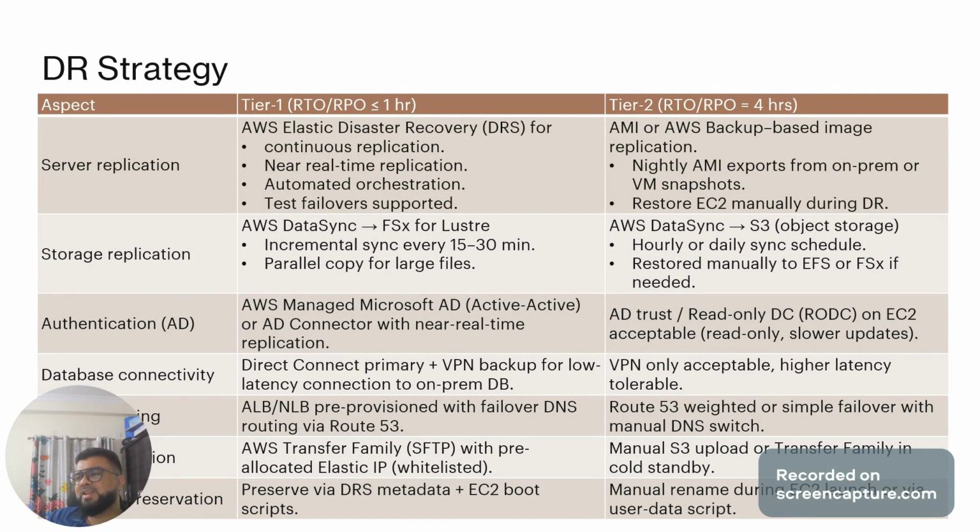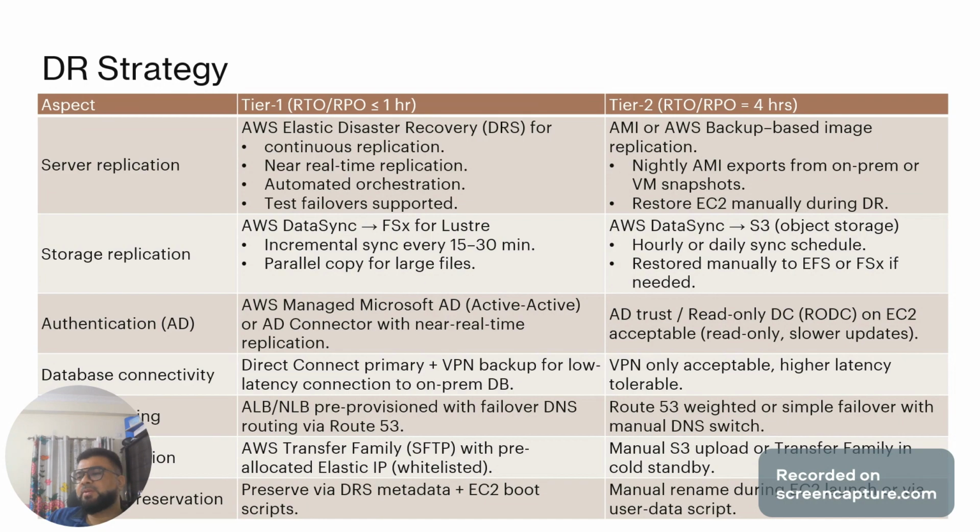Shared NAS storage is handled using AWS DataSync, which continuously syncs deltas to FSx for Lustre, typically every 15 minutes, ensuring data consistency. Database connections are established securely via Direct Connect or VPN, providing low latency during failover.